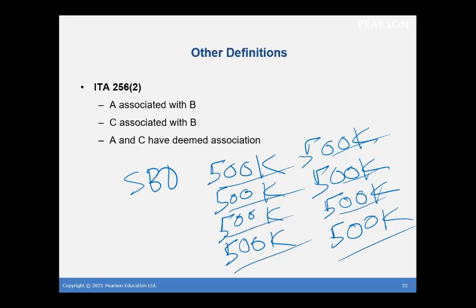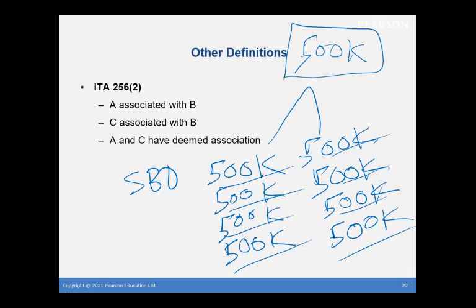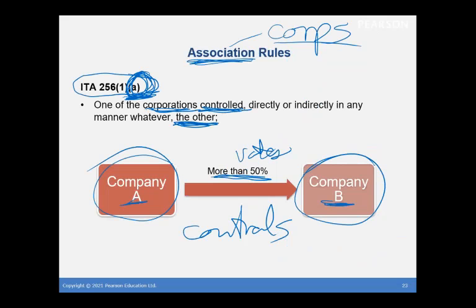So these rules are in place so that if you did this and created all these corps, all of them would still have to share the one 500K. These rules are meant to eliminate that duplicating that people could do over and over again. So if you've got a company that controls another one, those two are associated. They have to share.